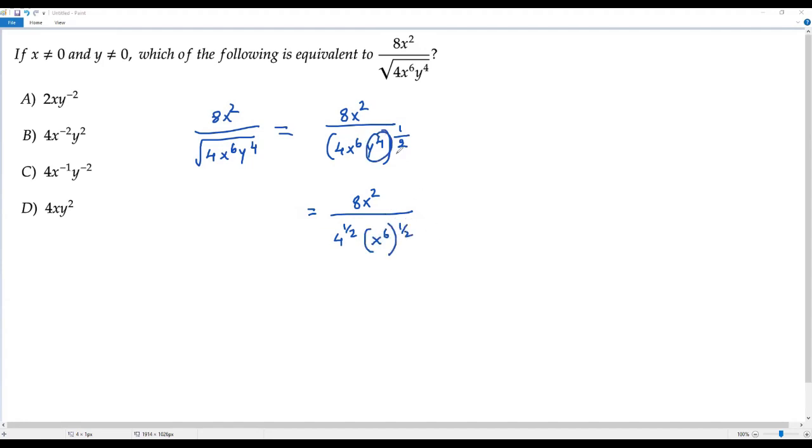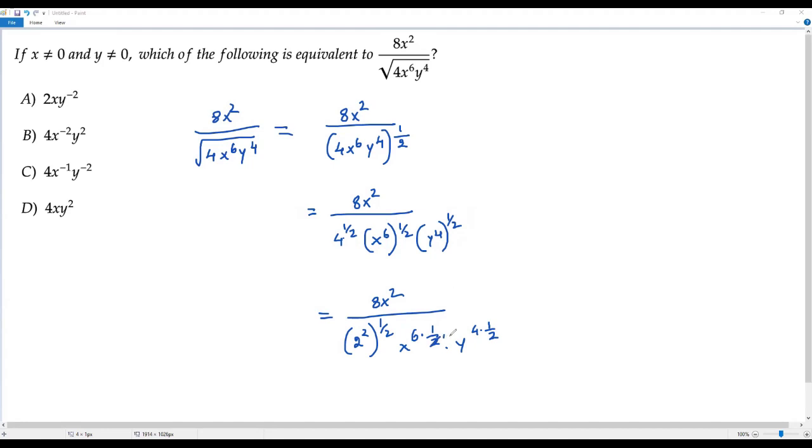And the same thing we can do for this one. Then we get y to the 4th power raised to the power of 1 over 2. Okay, 8x squared divided by this 4, which can be written as 2 squared. Then we have 2 squared raised to the power of 1 over 2. And here a power is raised to another power. Whenever a power is raised to another power, we can multiply the two exponents. Then we get x to the power of 6 times 1 over 2. And the same thing we can do for this term. That is, we have to multiply these two exponents. Then we get y to the power of 4 times 1 over 2.